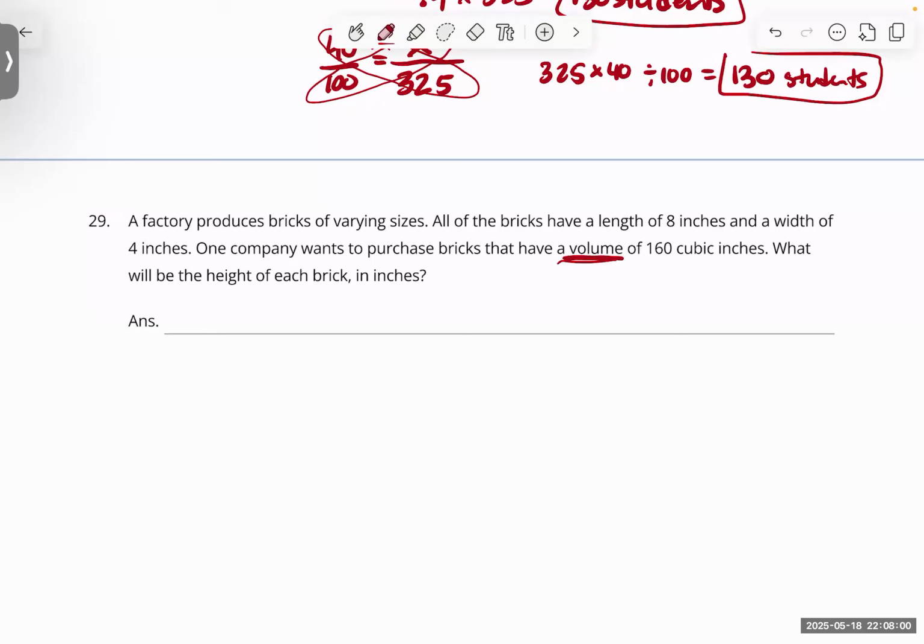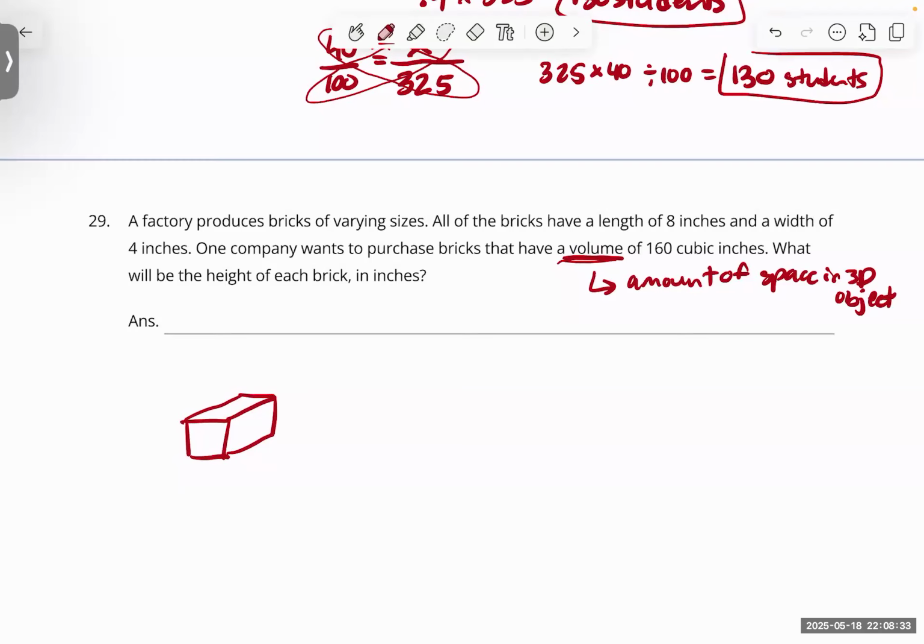So what exactly is volume? Volume is the measure of the amount of space in a 3D object. So a brick, imagine yourself what a brick looks like. I'm going to show off my artistic ability here. Here's a brick. Boom, Picasso.